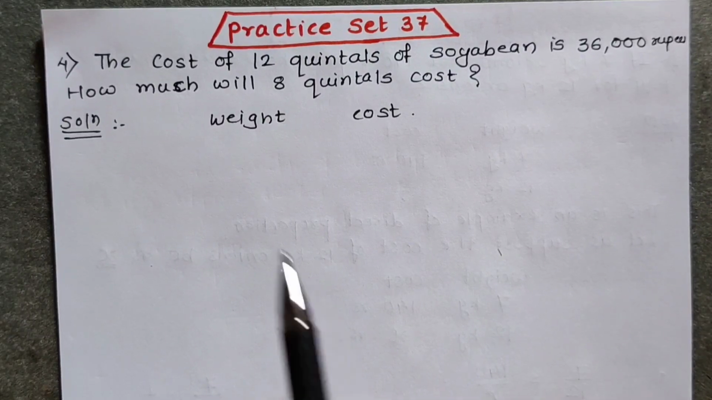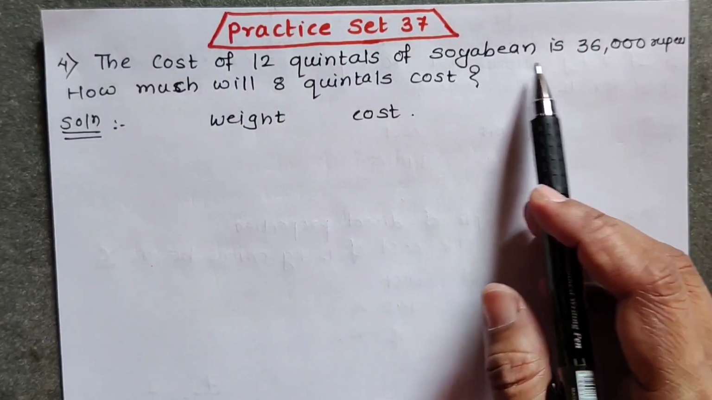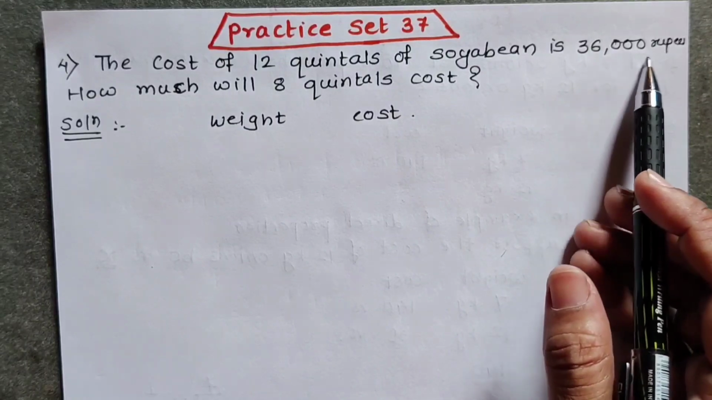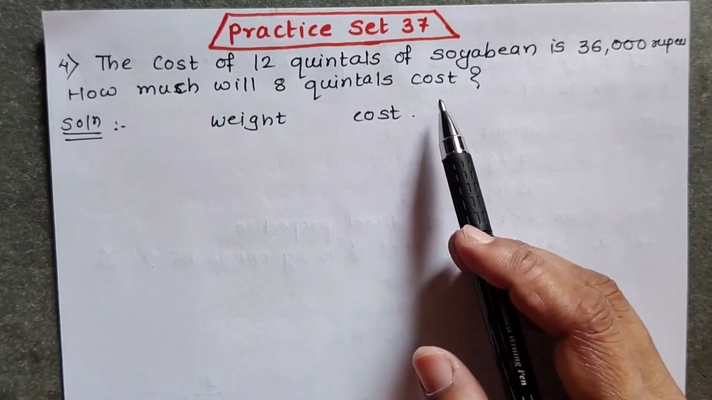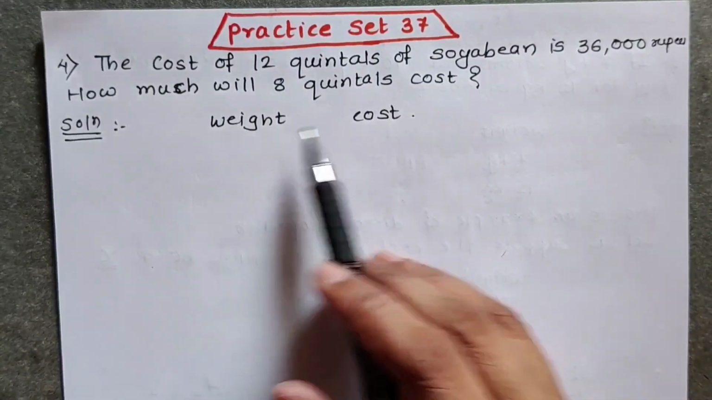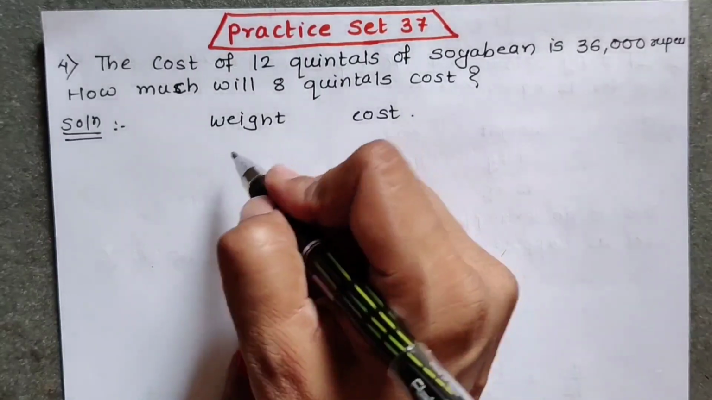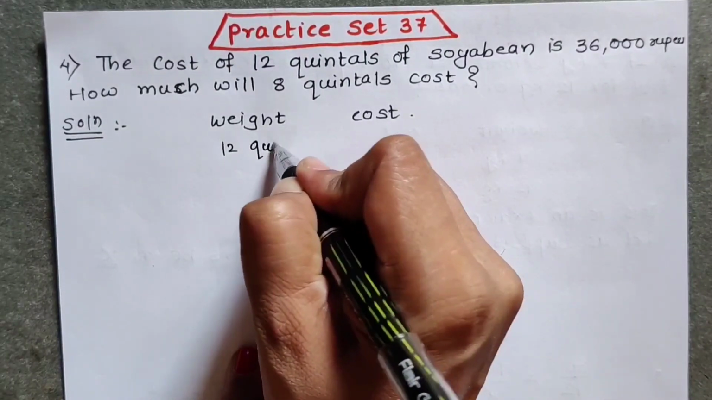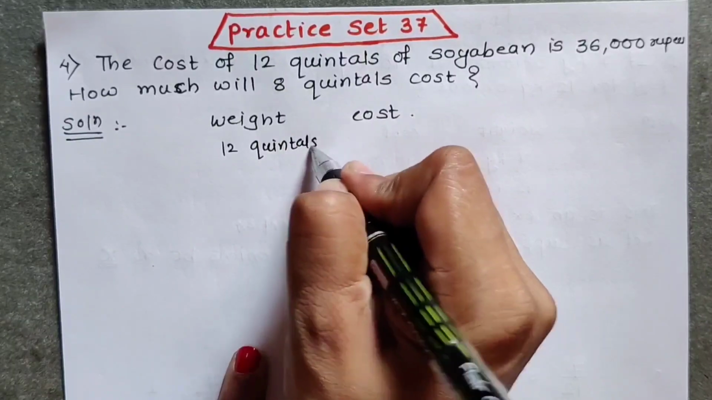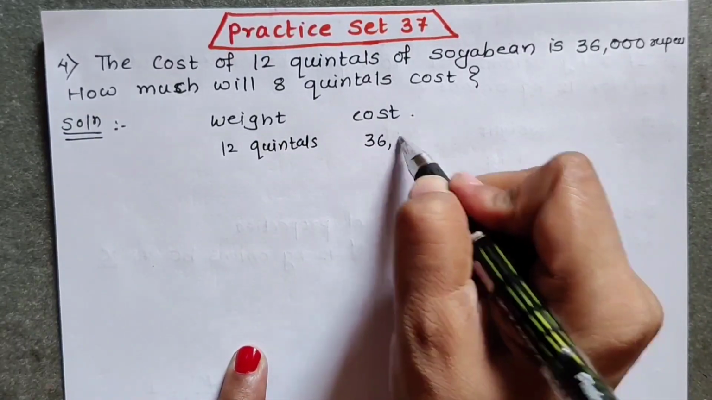Fourth question. The cost of 12 quintals of soybean is rupees 36,000. How much will 8 quintals cost? So this is again an example of weight and cost. So 12 quintals of soybean cost 36,000 rupees.